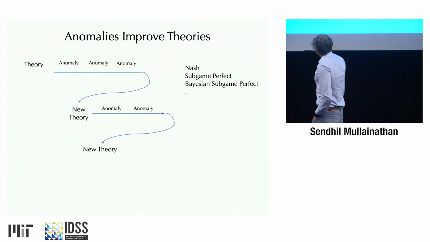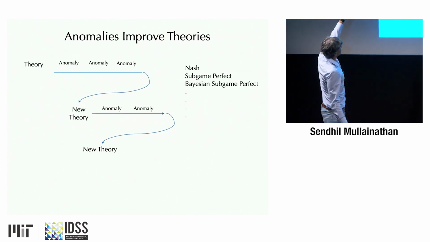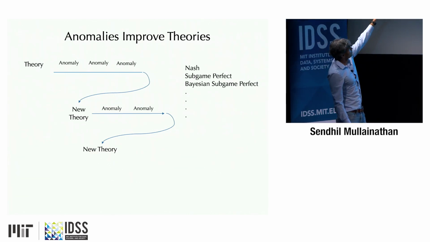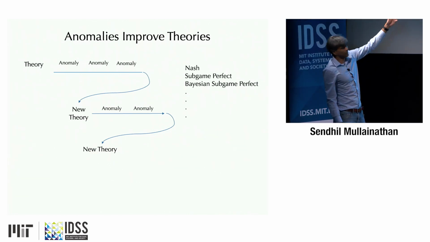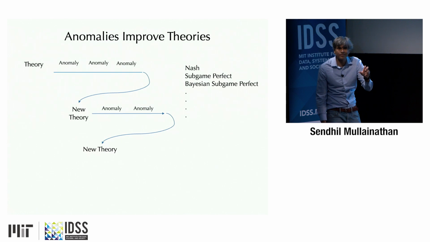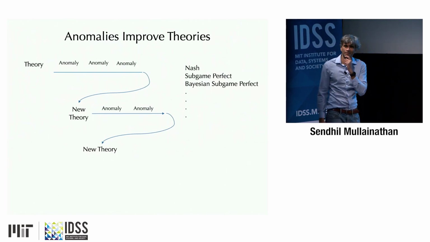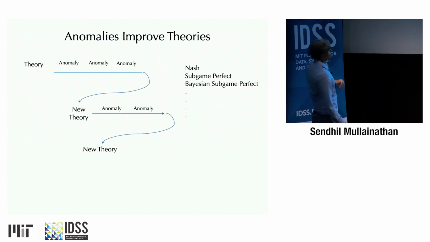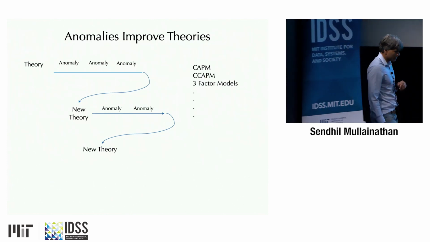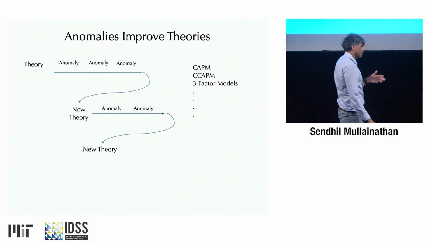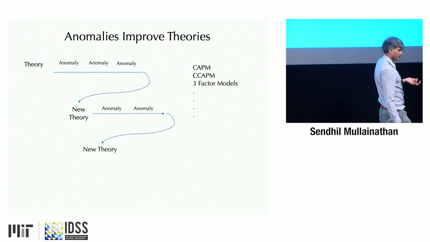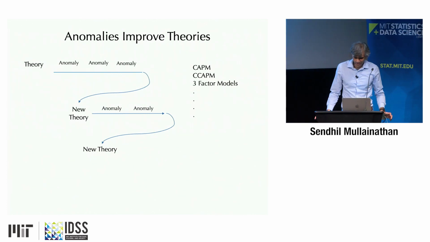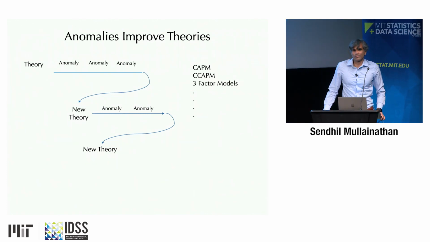But it's also true in many other places, in game theory, for example. We start with a model, anomaly, anomaly, anomaly, new theory. That's how we went from Nash equilibrium to subgame perfect equilibrium to Bayesian subgame perfect equilibrium. We said, look, in this game, Nash doesn't make sense. Oh, that's true. That is weird. It doesn't make sense in that game. Let's keep going. That's also what happened in finance, for those of you who are familiar with it. We had CAPM. You can go through theories and just do the history of science, and you'll realize anomalies play an extremely large role in science.